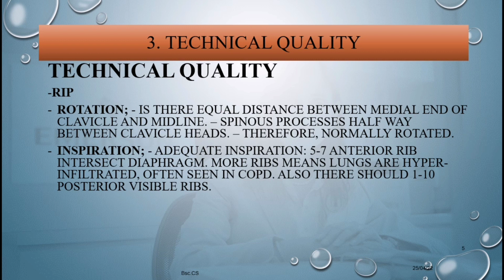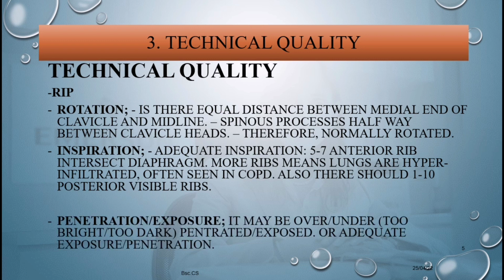Then I is for inspiration, adequate inspiration. If the inspiration was adequate, you are going to see 5 to 7 anterior ribs intersecting the diaphragm. More ribs means the lungs are hyperinflated, often seen in COPD. Also, there should be 8 to 10 posterior visible ribs in adequate inspiration. But remember, anterior ribs 5 to 7 for adequate inspiration.